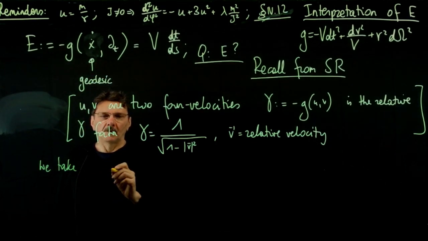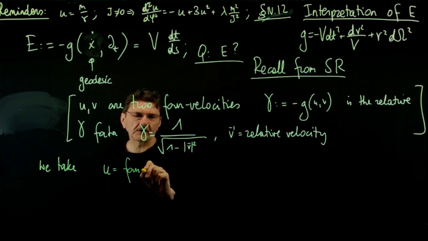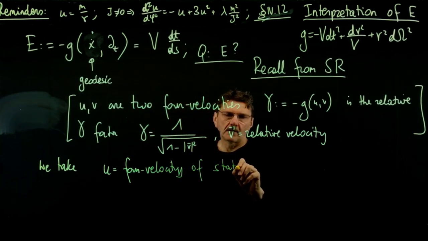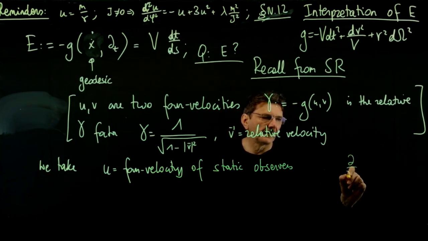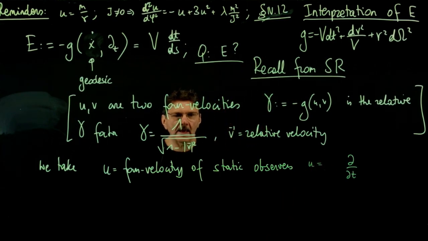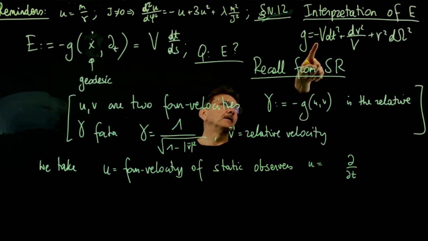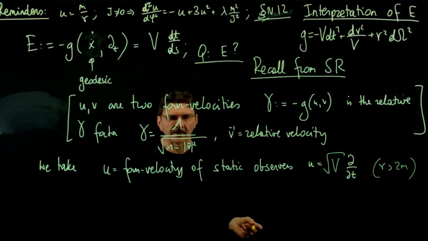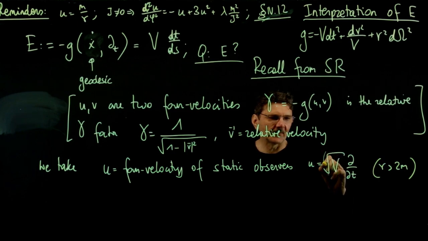Now, one thing would be u is the four velocity of static observers. Static observers have tangent d over dt, and we have to normalize it so it has unit length. To have this normalized, we need a square root of v. And of course, r should be larger than 2m for this. Otherwise, the square root of v would be negative, or zero. The norm squared should be minus one.